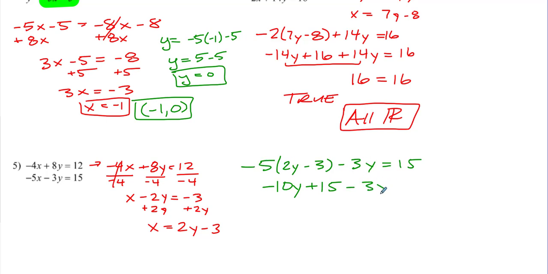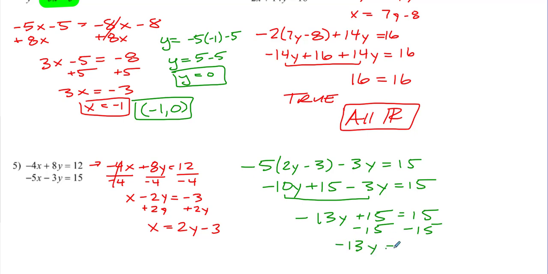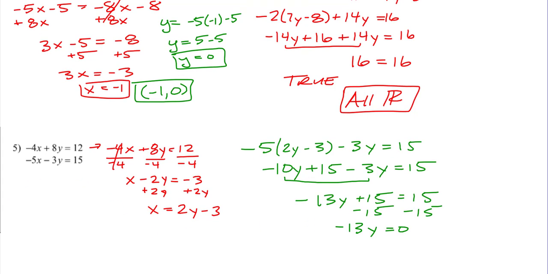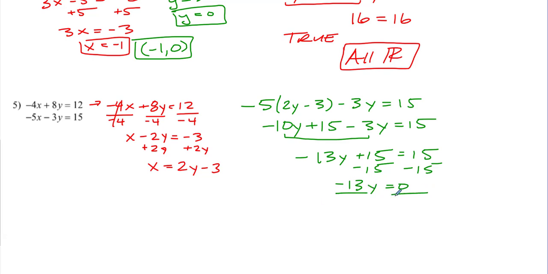Drop down the negative 3y equals 15. Combine my like terms. Negative 10y and negative 3y gives me negative 13y. Drop down the plus 15 equals 15, minus the 15s. Negative 13y equals 0. Don't let that 0 trick you. You still got to divide both sides by negative 13. And then we get y equals 0. Remember, that's okay to get 0.